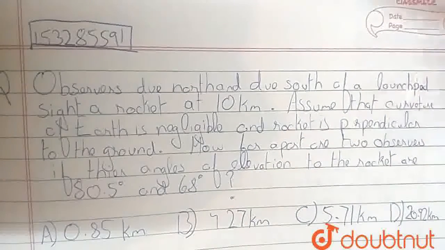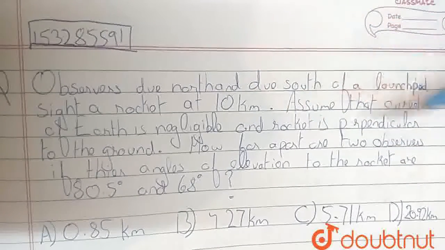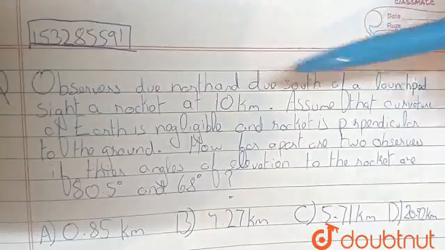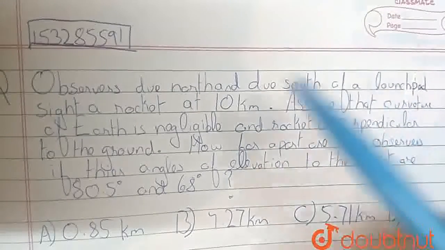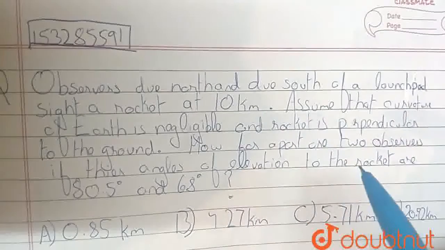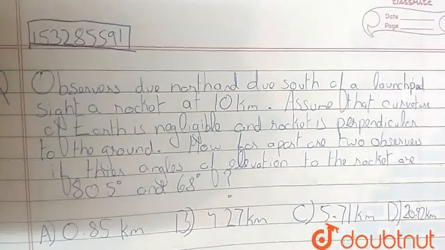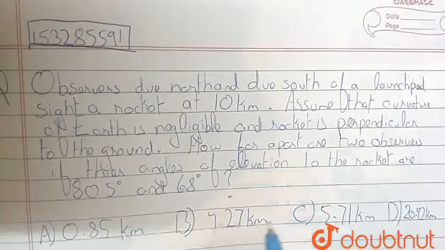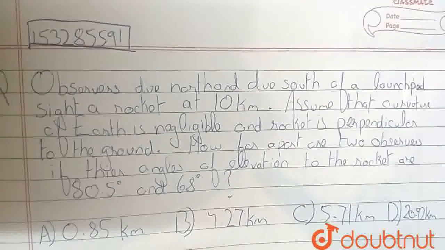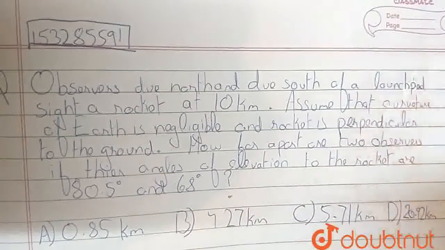So this is our question where we are told that two observers due north and due south of a launch pad sight a rocket at 10 kilometers height. Assume that curvature of earth is negligible and rocket is perpendicular to the ground. How far apart are two observers if their angles of elevation to the rocket are 80.5 and 68 degrees? Both these values are in degrees.